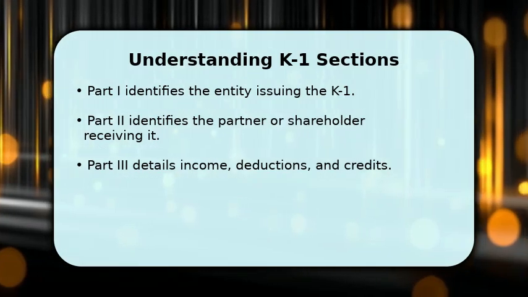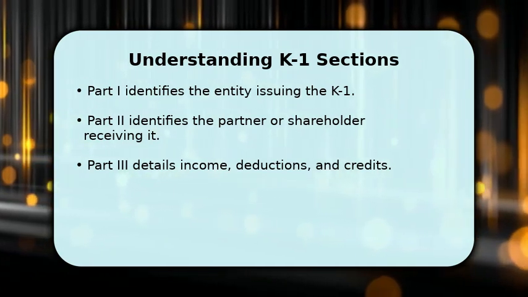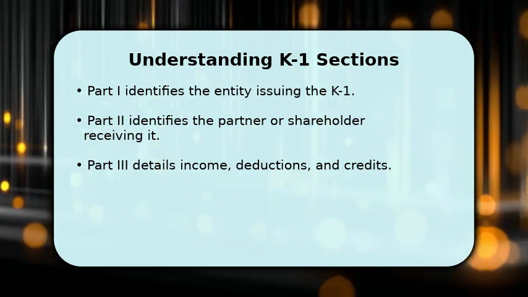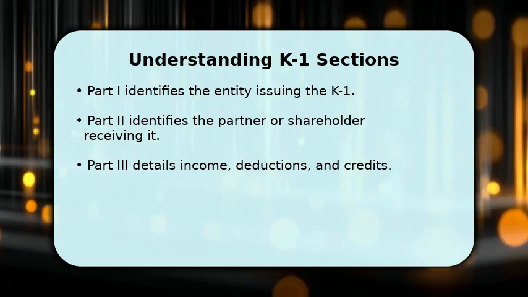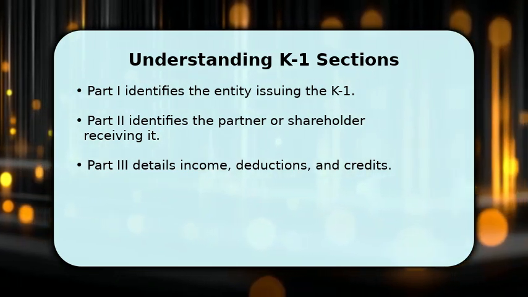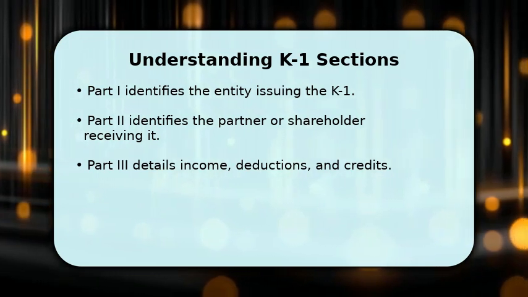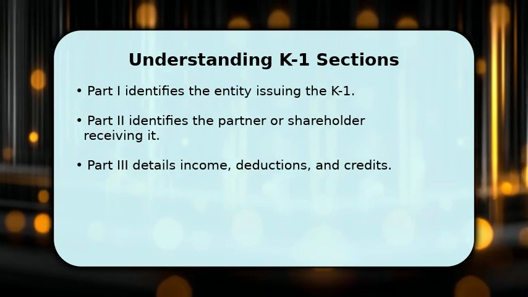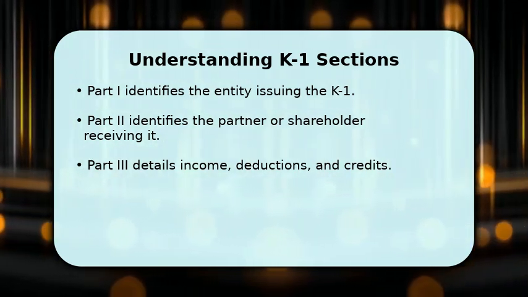Let's break down the Schedule K-1 into its main sections. Part 1 identifies the entity that issued the form, including its name and tax identification number. Part 2 identifies you, the recipient, with your name and social security number. Part 3 is the core, detailing your share of the entity's income, deductions, and credits. For example, Box 1 shows your ordinary business income or loss.